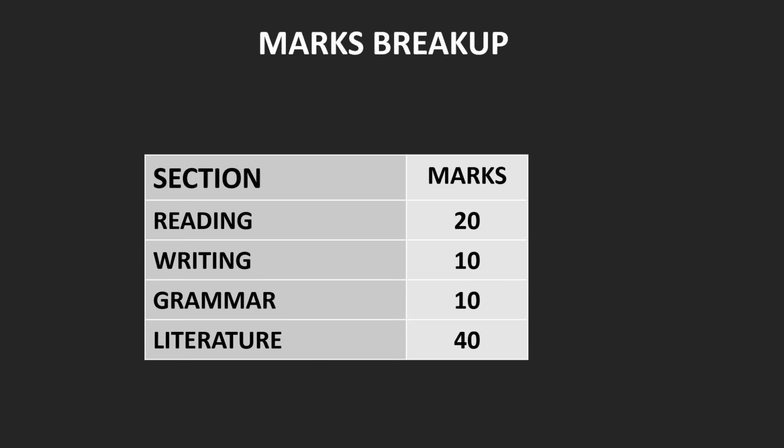Now we are going to do the section-wise breakup. This is very important when you are going to focus and you have to see how much time you should devote. Reading section is 20 marks and everything is multiple choice. Writing is 10 marks, 2 passages. Story writing has been deleted this time. Grammar is for 10 marks and literature is for 40 marks.